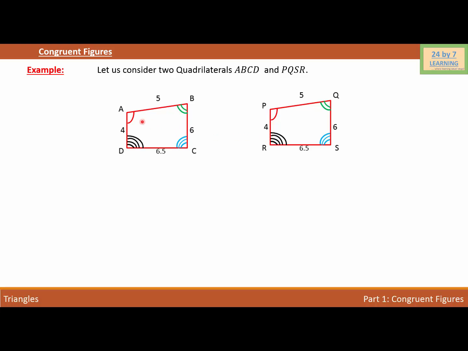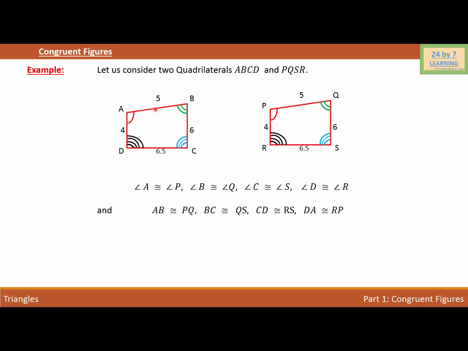As you can see, angle A is congruent to angle P, which is over here. Angle B is congruent to angle Q, over here. Angle C is congruent to angle S, over here. And angle D is congruent to angle R, which is over here.